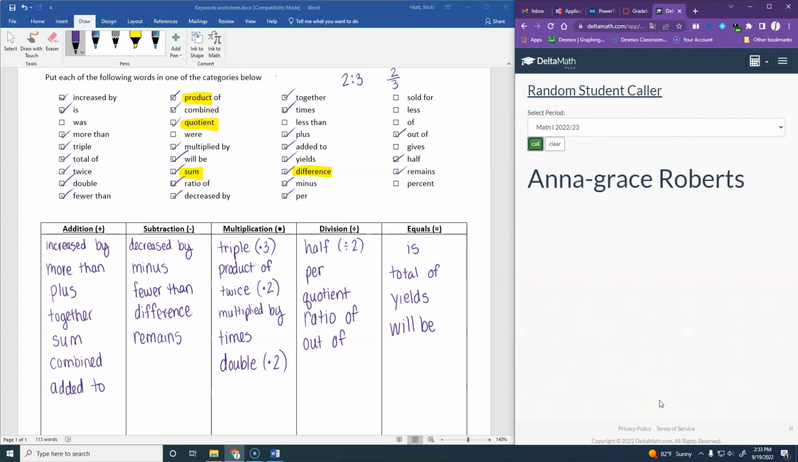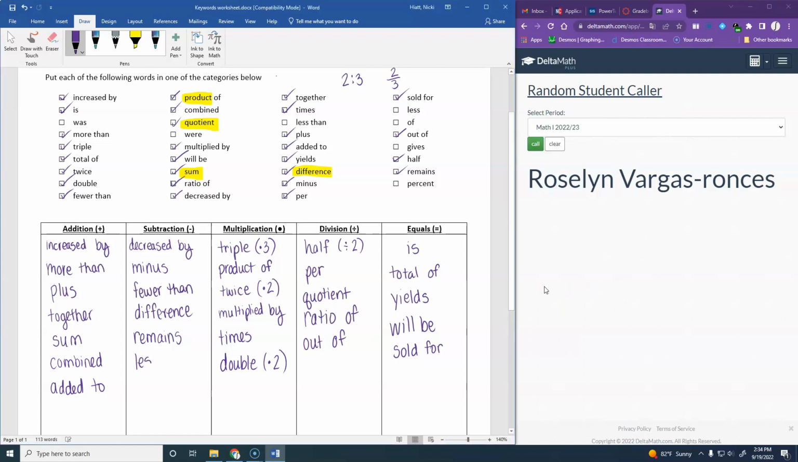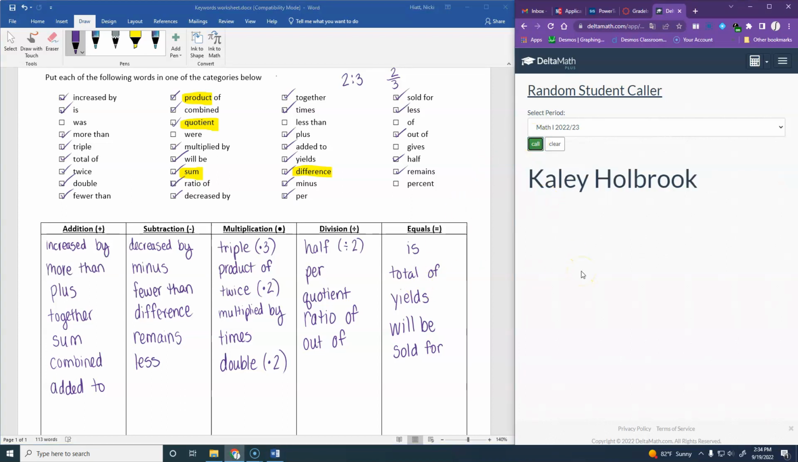All right, Anna Grace. Sold for is going to be equals. All right, Rosalind. I know it's very small. Less is subtraction. Good. All right. All right, Kaylee.